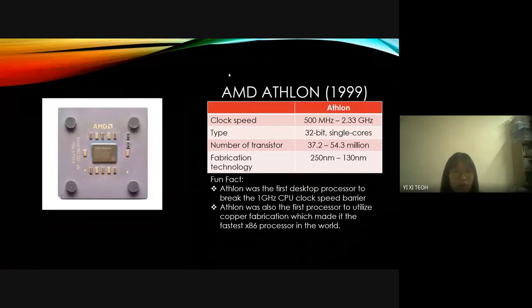Then this is the AMD Athlon. This is the first desktop processor to break the 1 GHz CPU clock speed barrier. Athlon was the first processor to utilize copper fabrication, which made it the fastest x86 processor in the world. And this shows that AMD technology is starting to be better than Intel's.